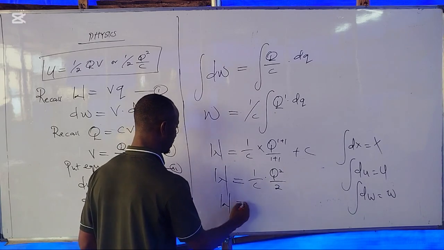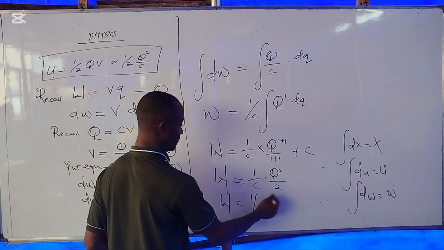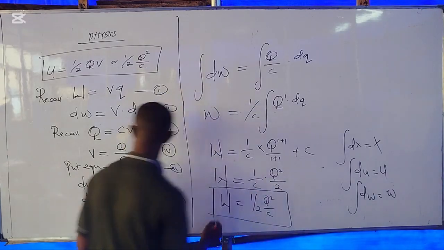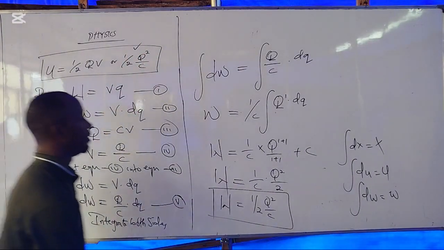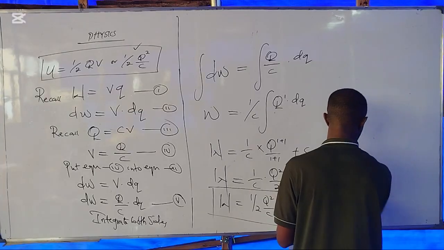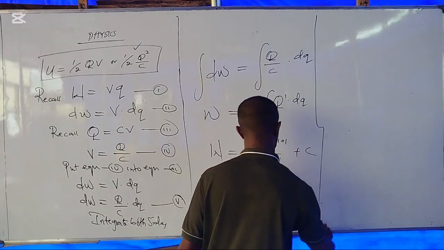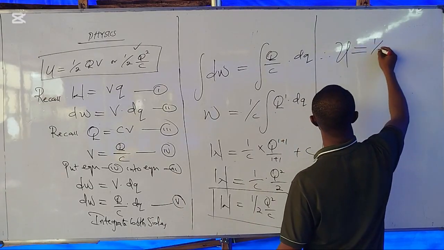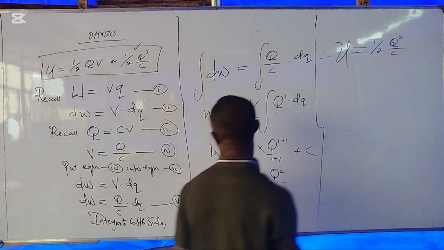And what do you think is the work done now? Is half Q square over what? C. This is the first one, right? I think the second one, which is this, is it not? But because we say that the potential energy possessed is equal to the work done, is it not? That means that our energy U is equal to what? Half what? Q square over what? Over C. But let's see how we can derive this now.